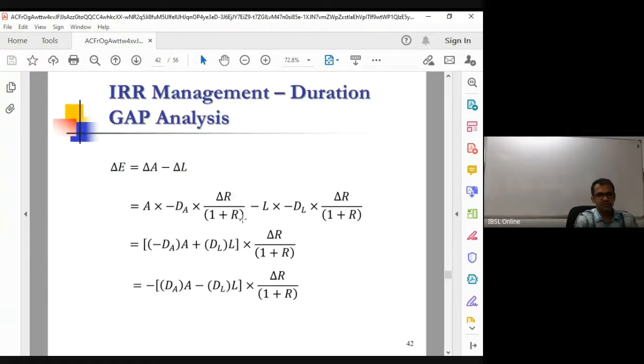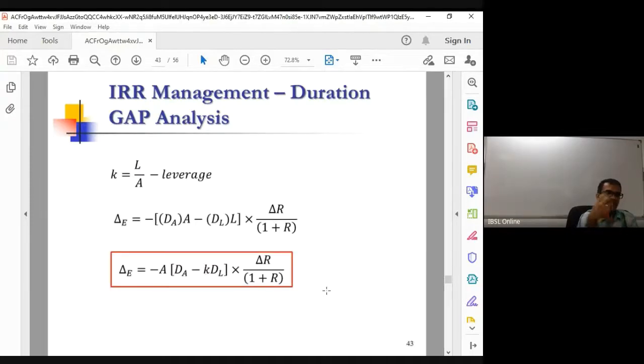So this change in interest rate is common for both terms. So we take it out. Then duration of assets times asset value, and duration of liabilities times liabilities. We can take out a negative sign again. Then the difference between the change in assets and change in liabilities, times the change in interest rates. That is the change in equity.